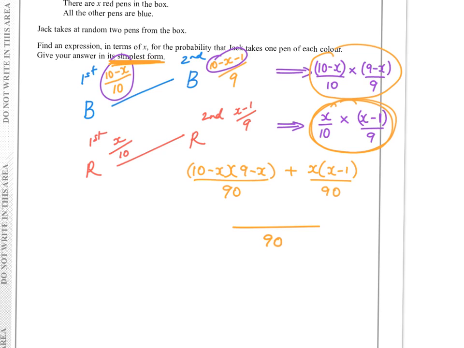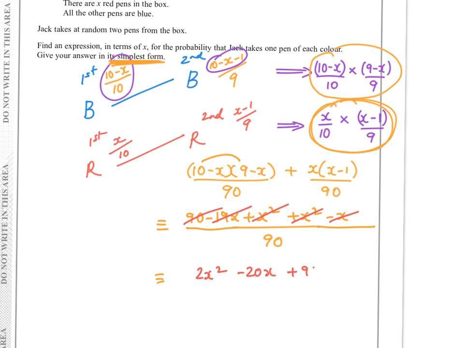So let's have a look at what we have on the numerator. I'm going to multiply this all out. I'm going to assume that at this level you can do this. So we're going to have 90 minus 19x plus x squared, minus x. And then we're going to have 2x squared minus 20x plus 90.